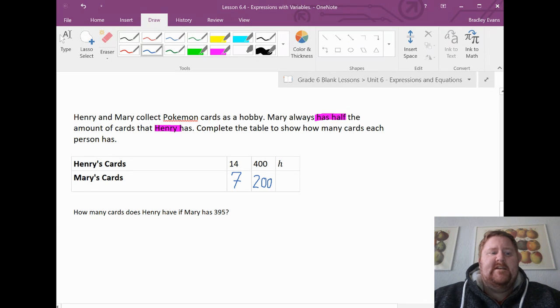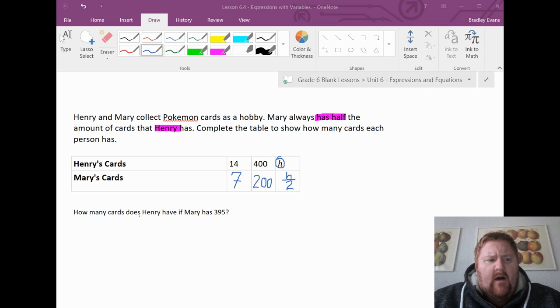So if Mary always has half of Henry's cards, and Henry's cards are represented by the variable h, that means Mary is always going to have h divided by 2, or half of what Henry has. So your expression for Mary should be h divided by 2. That means if we know how many cards Henry has, we can always find how many cards Mary has by dividing by 2.